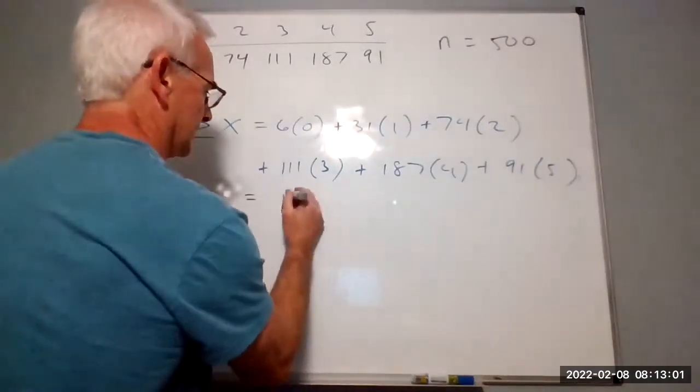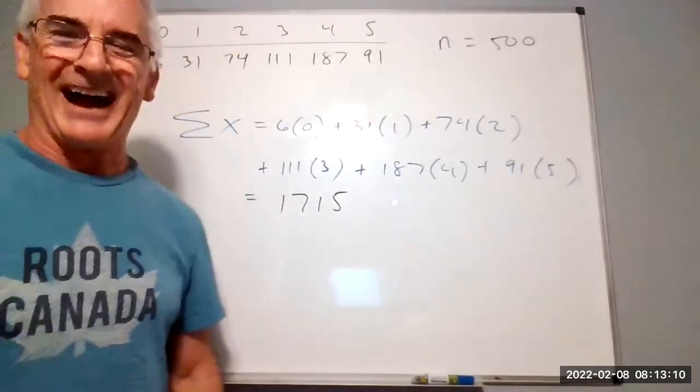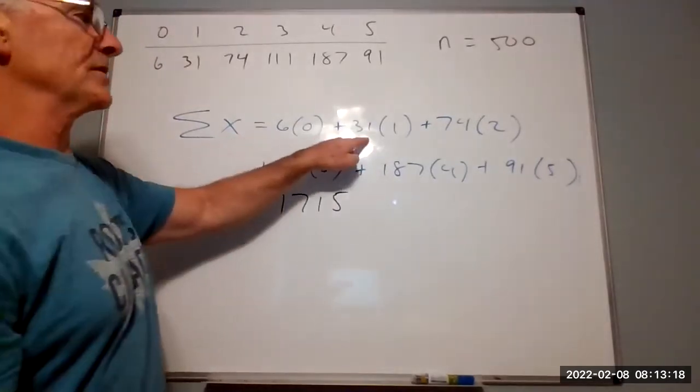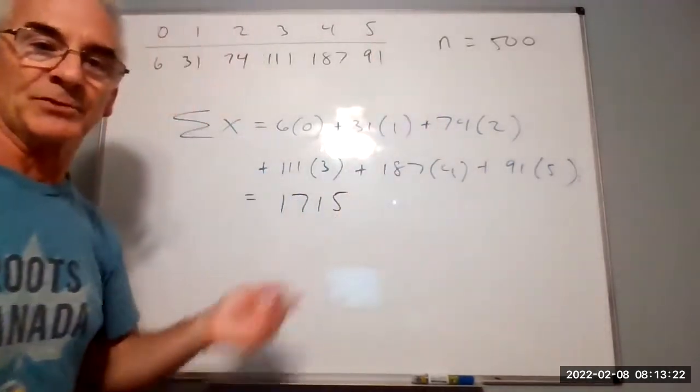1715. That's what I got. I got 1715. Did you do it 2 times? No, I only did it once. Oh, you have such tremendous faith. I don't have faith in myself. I put in numbers really slowly. Okay. The thing is, you're basically going 6 times 0 plus 31 times 1 plus, and you do this all the way through and hit equals, and hopefully that's what you got.